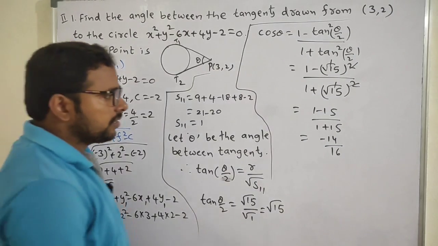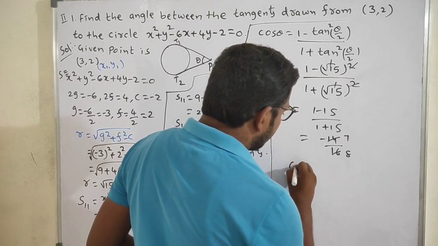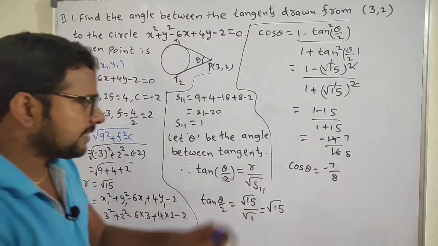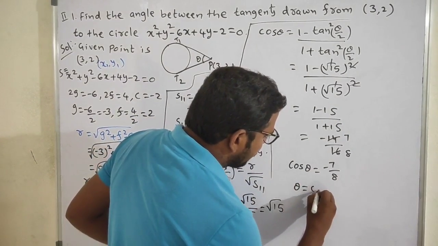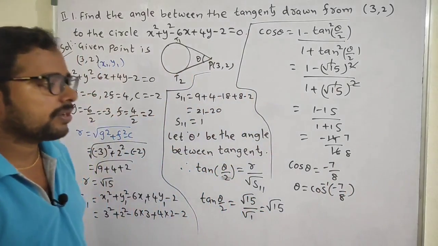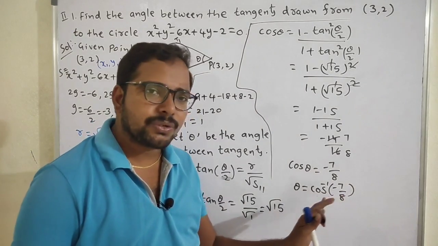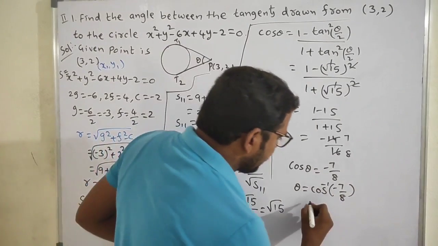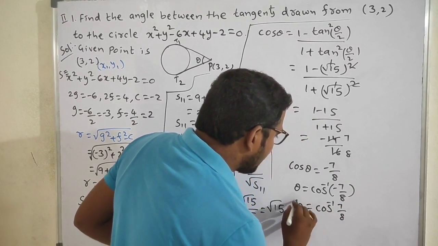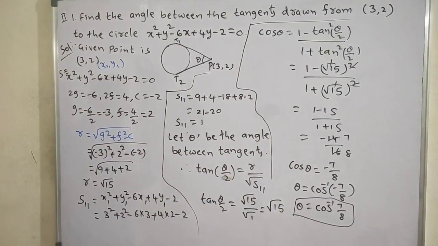Minus 14 by 16. So 2 7s are 14, 2 8s are 16, so cos theta is equal to minus 7 by 8. So we need theta. Theta is equal to cos inverse of minus 7 by 8. But we know that cos inverse of minus x is equal to cos inverse x, okay? So it becomes positive. Theta, this is the angle between the two tangents, is equal to cos inverse 7 by 8.